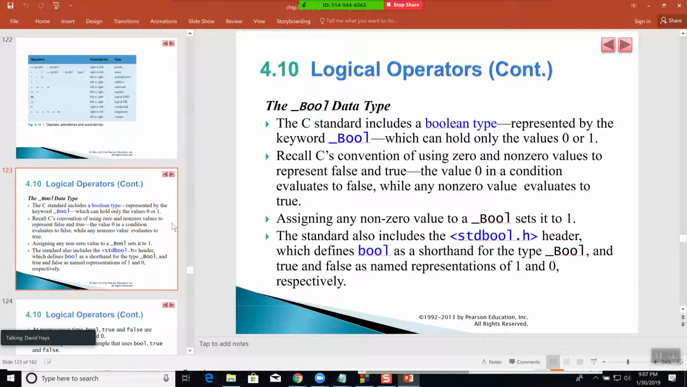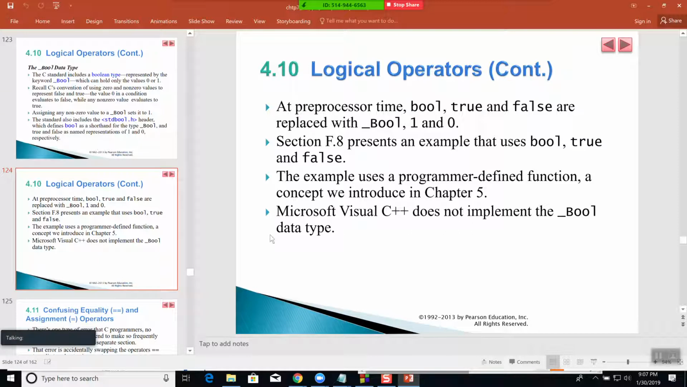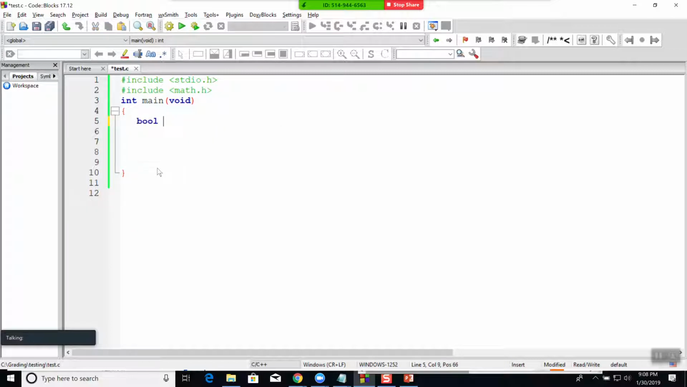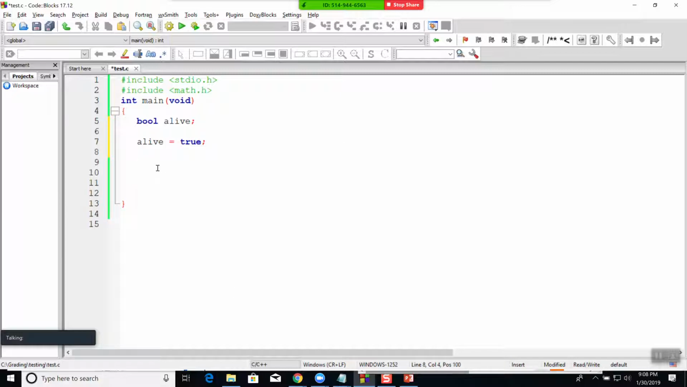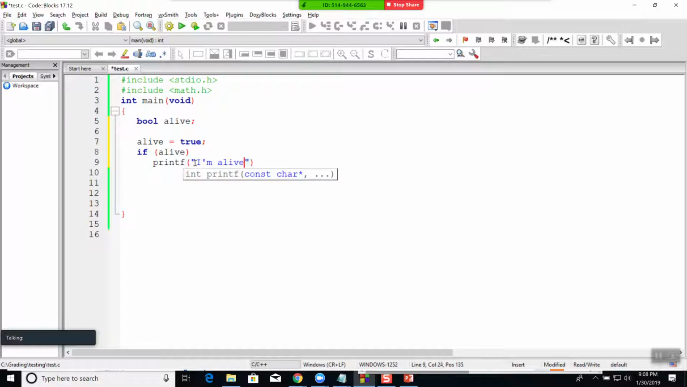Bool data type. You get old, that's important.